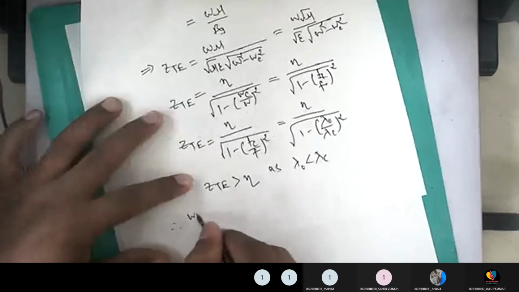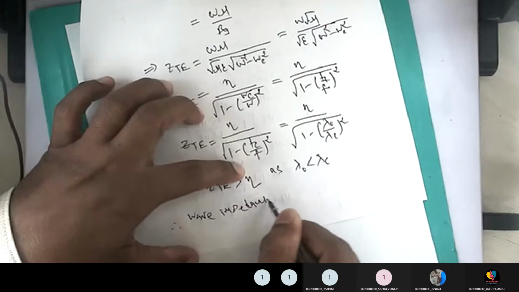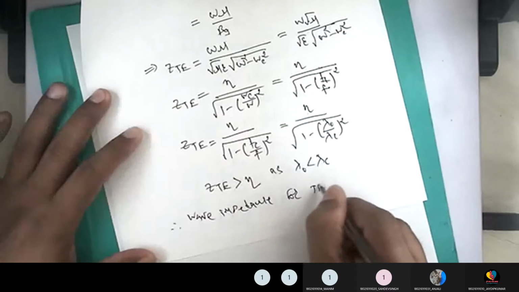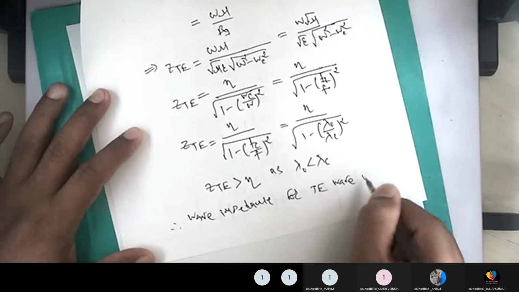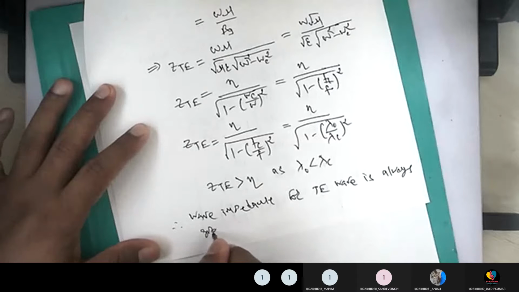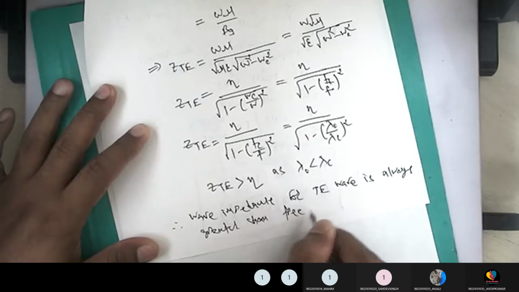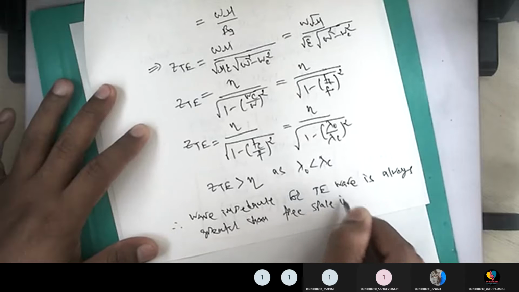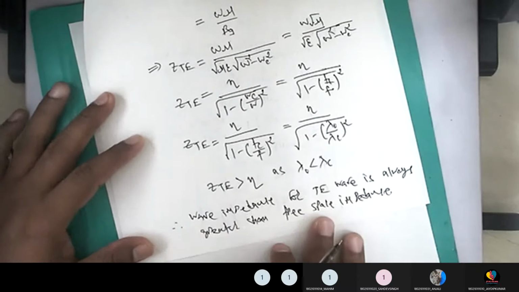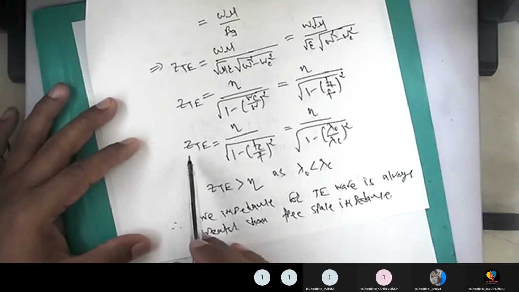So it shows that the wave impedance for the TE wave is always greater than the free space impedance. Okay, so this is the derivation for the TE wave.